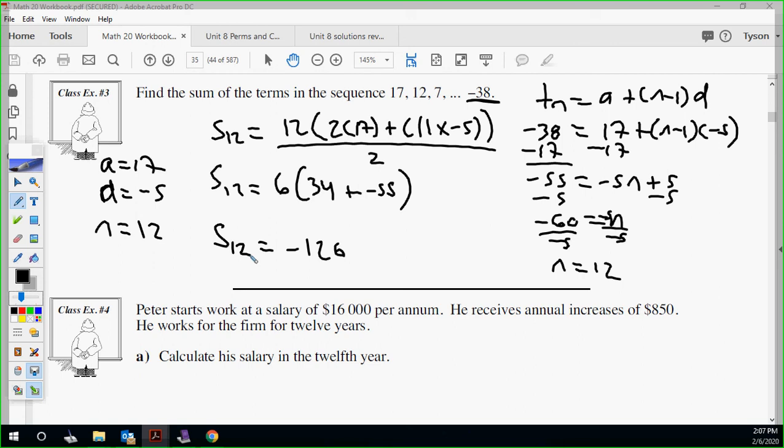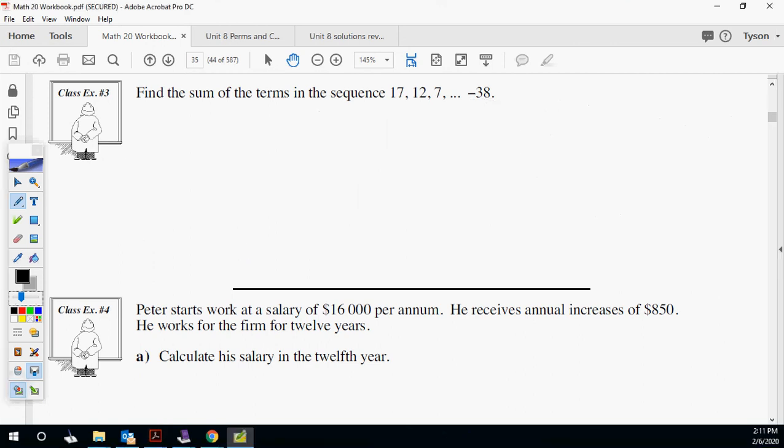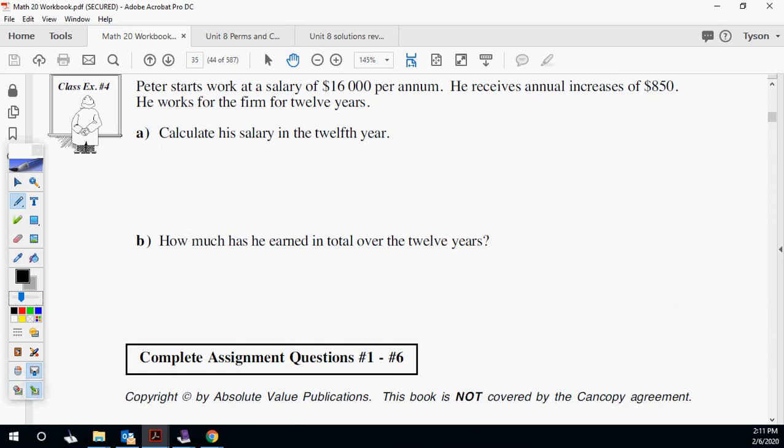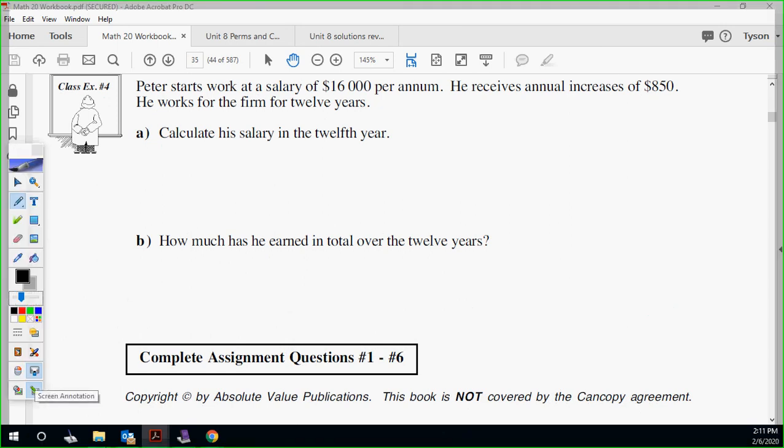I've got one more here, and then we're going to get to how to find terms from series. Peter starts work at a salary of $16,000 per annum, so annum is just year. He receives an annual increase of $850. He works for the firm for 12 years. Calculate his salary in the 12th year. We know 16,000 is his T1 because that's year 1 of working. His common difference is 850, and he is working for 12 years.